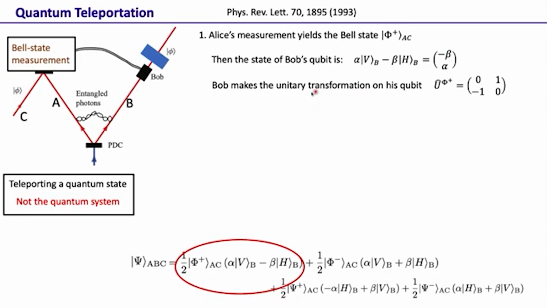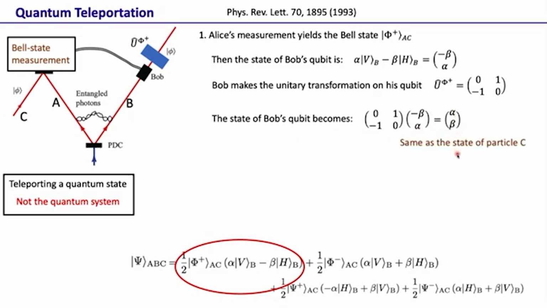So he'll make this unitary transformation U phi plus corresponding to this one, which is 0, 0, 1, minus 1. And if Bob makes this transformation, then we see that the state of Bob's qubit becomes this unitary transformation acting on this state minus beta alpha, and then that becomes alpha beta. So this state is the same as the state of particle C that we started with, alpha beta. And so the teleportation is complete, at least for this measurement result.